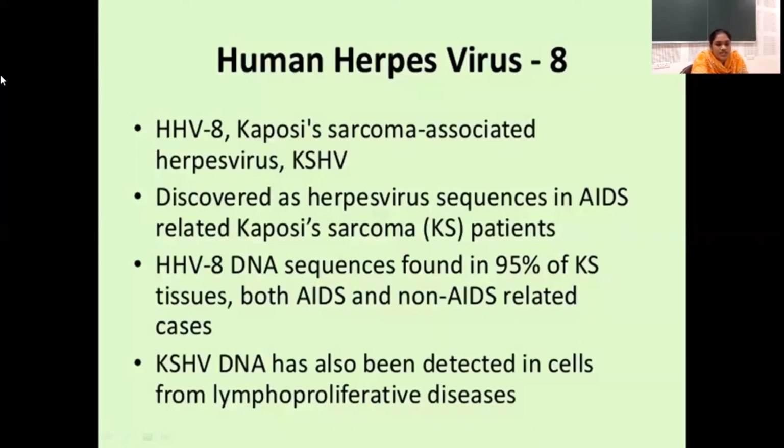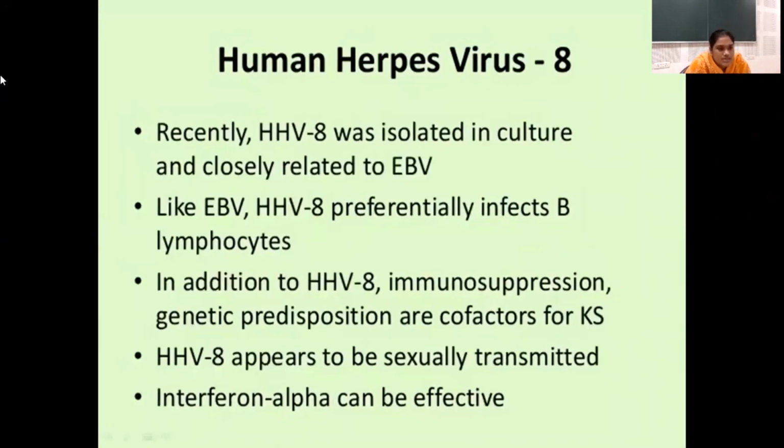Kaposi sarcoma associated herpes virus DNA has been detected in the cells from lymphoproliferative diseases. Recently, this type 8 herpes virus was isolated in the cultures and is closely related to the Epstein-Barr virus. It preferentially infects B lymphocytes like Epstein-Barr virus. In addition, immunosuppression appears to be a main cause, and type 8 virus is sexually transmitted. Interferon alpha can be effective in the treatment of human herpes.